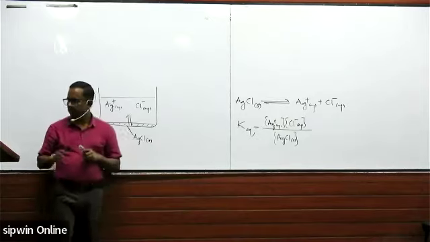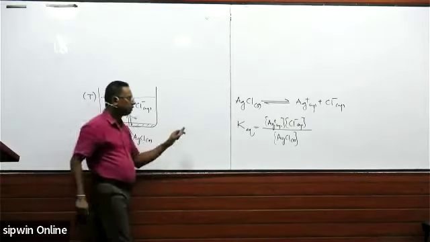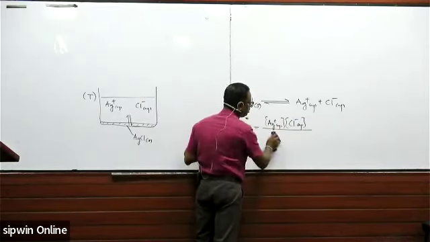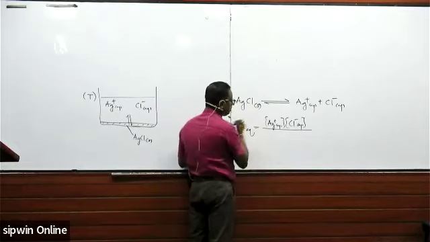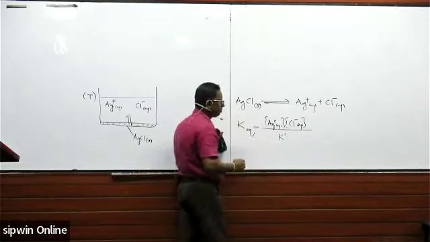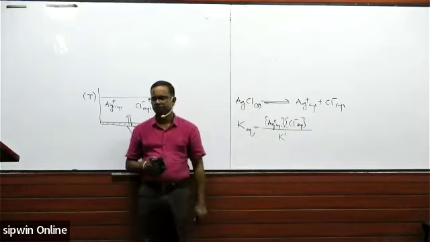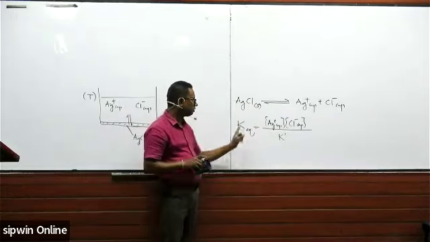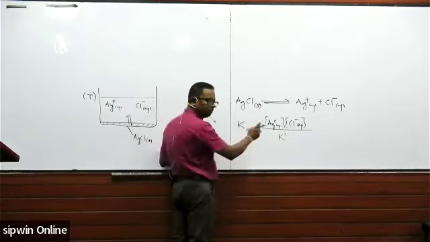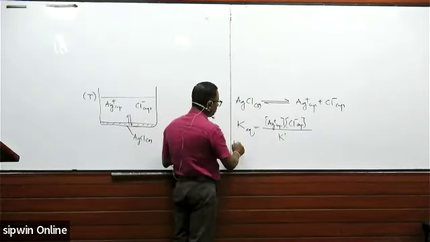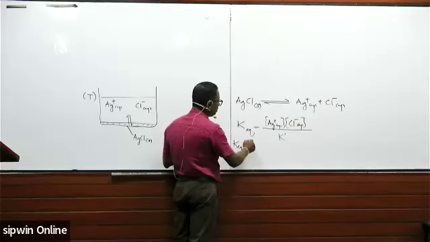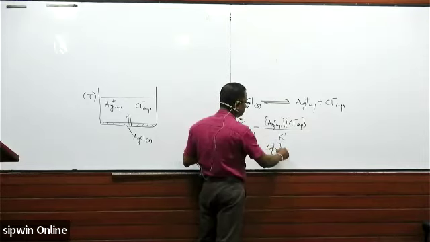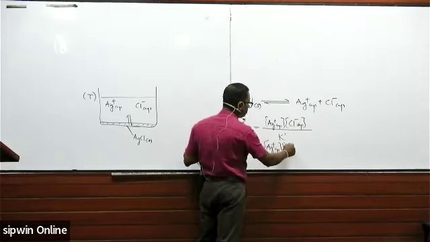Now, next line: K equilibrium, this one, I'll take as K dash. Then you take that constant also into this side. K equilibrium times K dash equals Ag+ concentration times Cl- concentration.